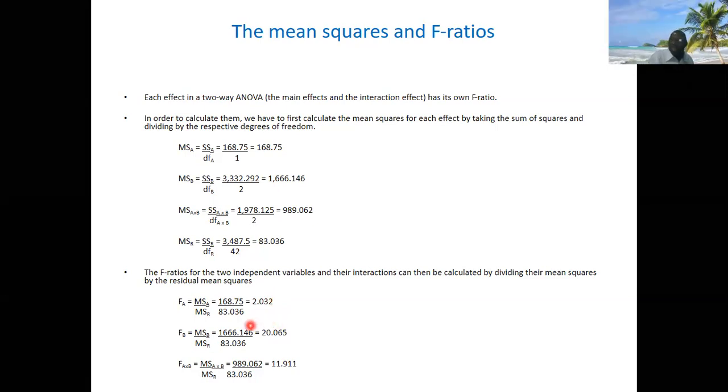But if you want to know the degree of freedom for gender, how do you know? The numerator will be 1 because there are only 2 groups, 2 minus 1. The denominator will be what? It will be 42. Let's say you want to know the degree of freedom.